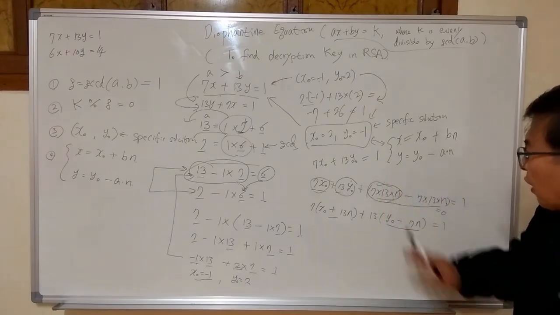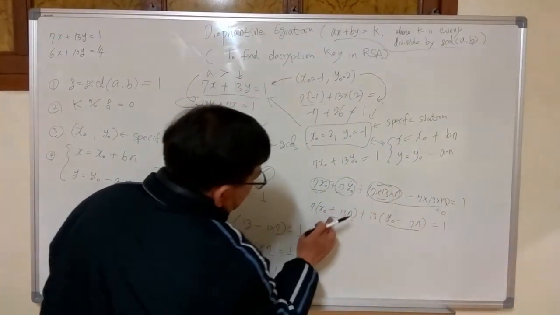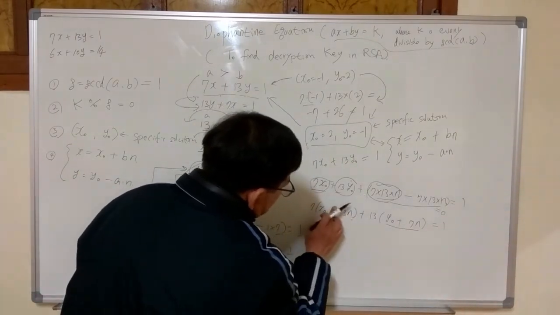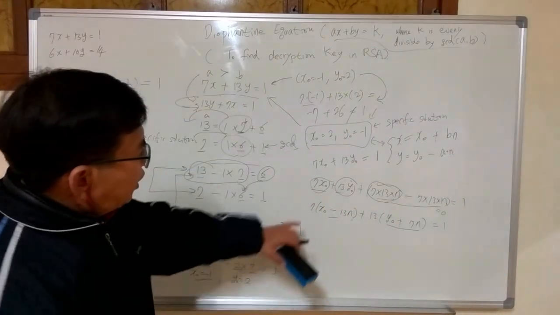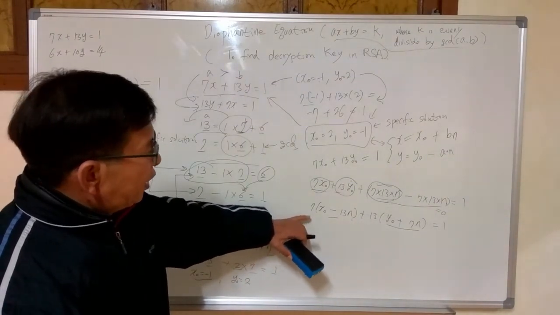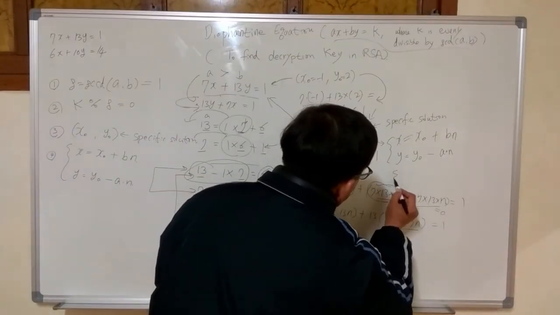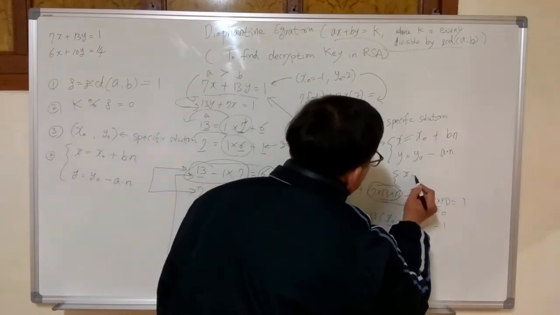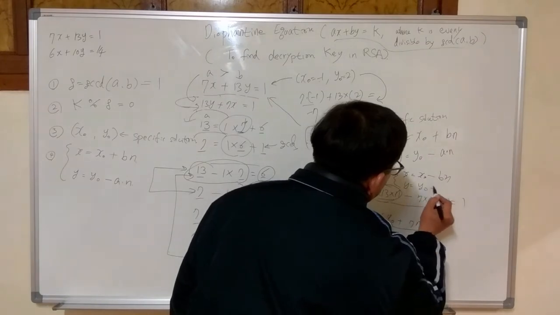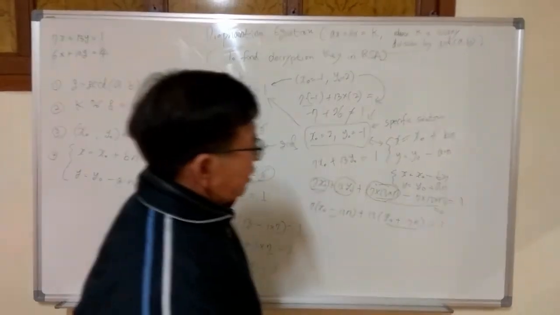What about if we swap them? What about if we do this? For example, we put it here and we bind it with this. Then it becomes like this. Is this a general solution? Yes, this is a general solution too. This is correctly a general solution. In this case, x equals x0 minus bn, y equals y0 plus an. This is a perfectly correct set.